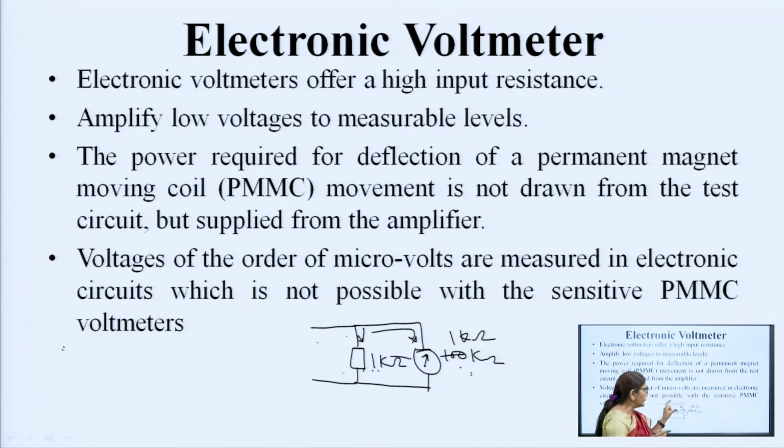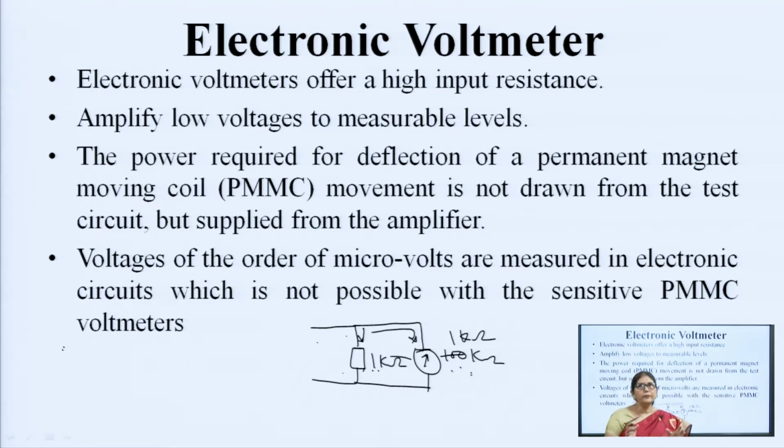To avoid this loading effect, as I discussed in the previous lecture, we use a very high value of resistance in series with the PMMC instrument, so that the maximum voltage drop is across that resistance and very little voltage appears across the meter. But if we use a very high value of resistance, the maximum energy drop is across that resistance, which produces heat and also affects the measurement of the PMMC instrument.